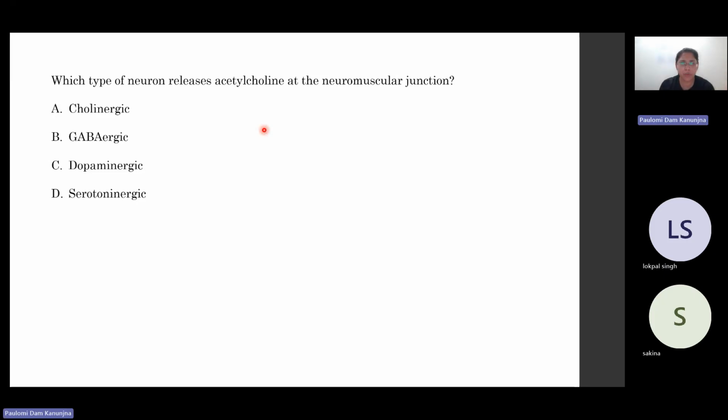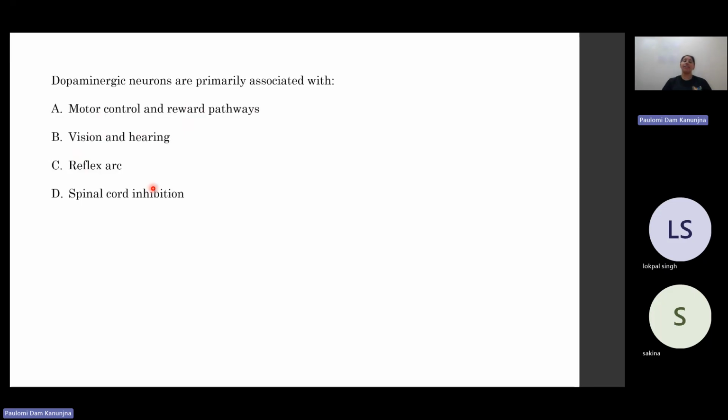Okay, let me give you the answer. So acetylcholine is choline, so cholinergic. GABAergic means GABA releasing neuron. Dopaminergic is dopamine, and serotonergic means serotonin releasing neuron. Okay. Now, if I say dopaminergic neurons, which are secreting dopamine, then what is dopamine associated with? This is where your role of dopamine will come, and what I said about modulatory transmission will come.